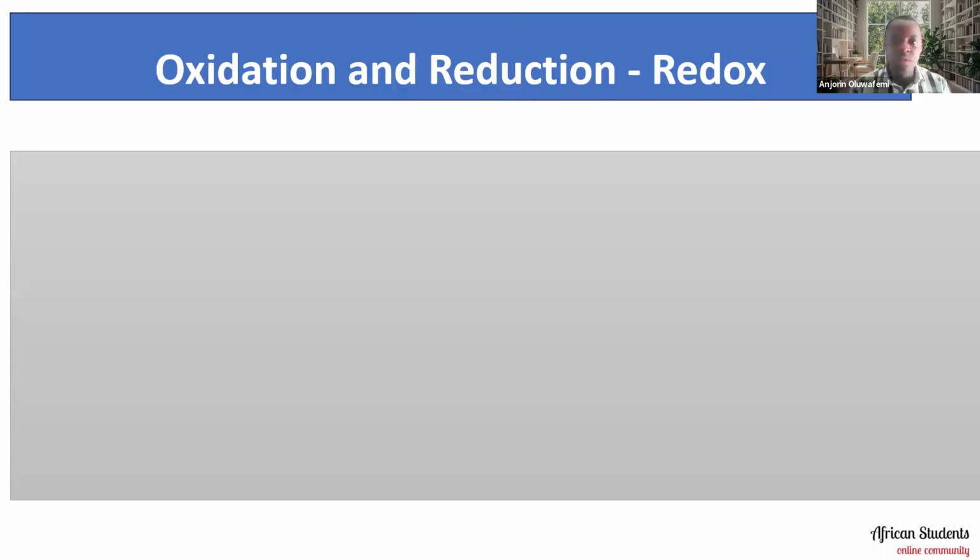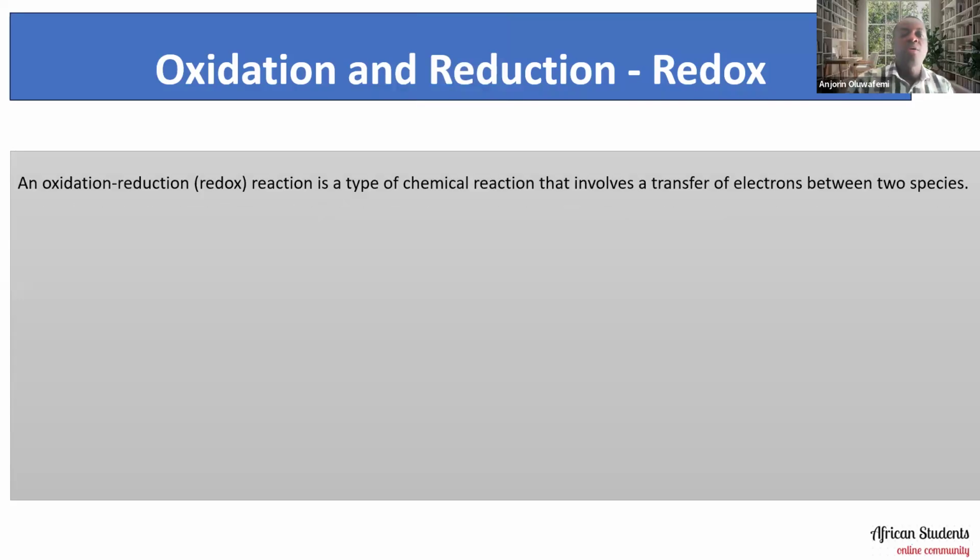Oxidation and reduction, which we refer to as redox. Okay. An oxidation reduction reaction is a type of chemical reaction that involves a transfer of electrons between two species. So we have established that now. Two species, there'll be a transfer of electrons between them. One is being oxidized, the other one is being reduced, and vice versa.